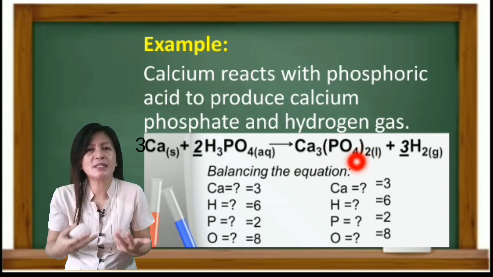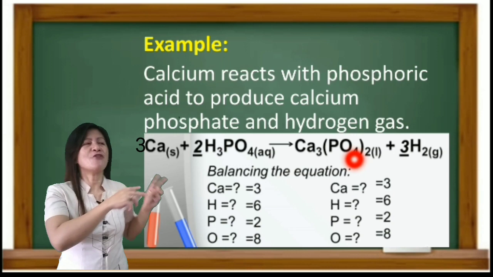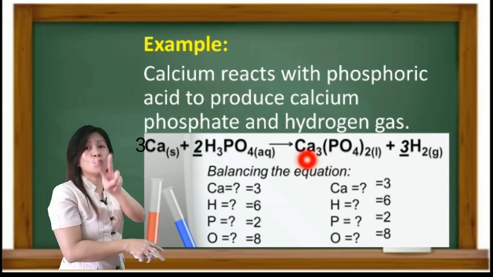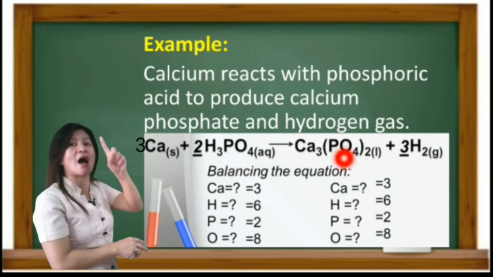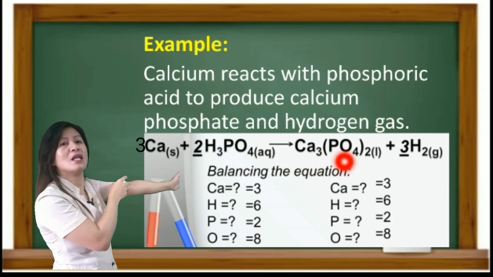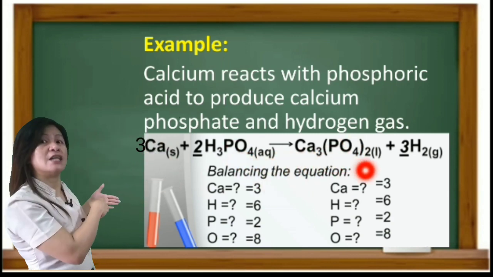So you start balancing the equation with that complex ion. How many phosphate ions are there in 1 unit of calcium phosphate? We have 2. On the left side, notice we only have 1. So you first balance the number of phosphate ions. If you have 2 on the right side, you make the phosphate ion on the left side equal to it. So how will you make it 2?